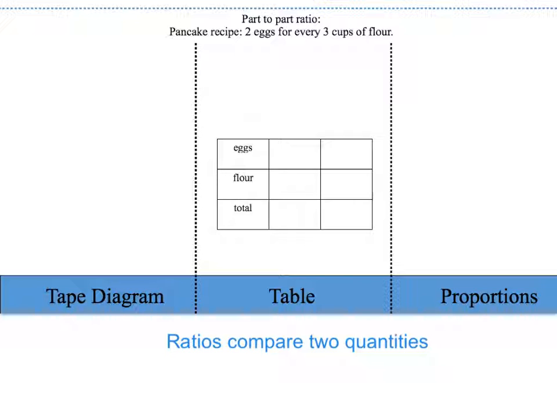So using the part-to-part ratio above, for the pancake recipe, it says that we have 2 eggs for every 3 cups of flour. I can write that ratio 3 different ways: as 2 over 3, 2 colon 3, and 2 to 3. And once again, that's a part-to-part ratio because eggs and flour are two separate items.